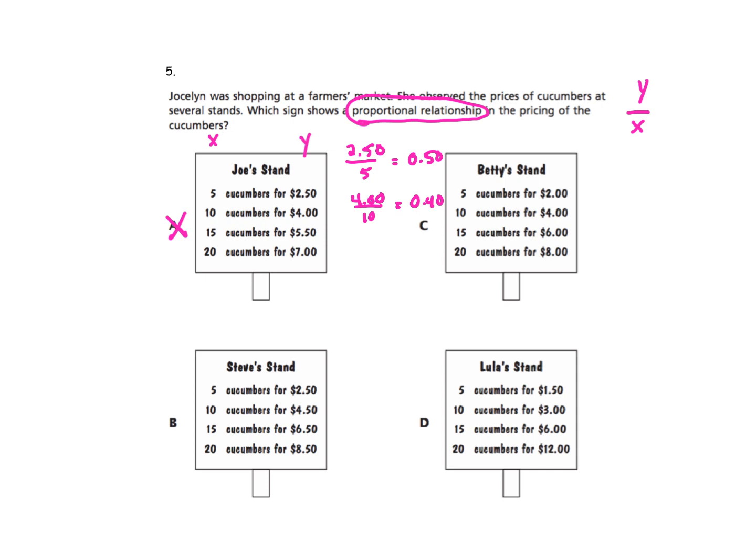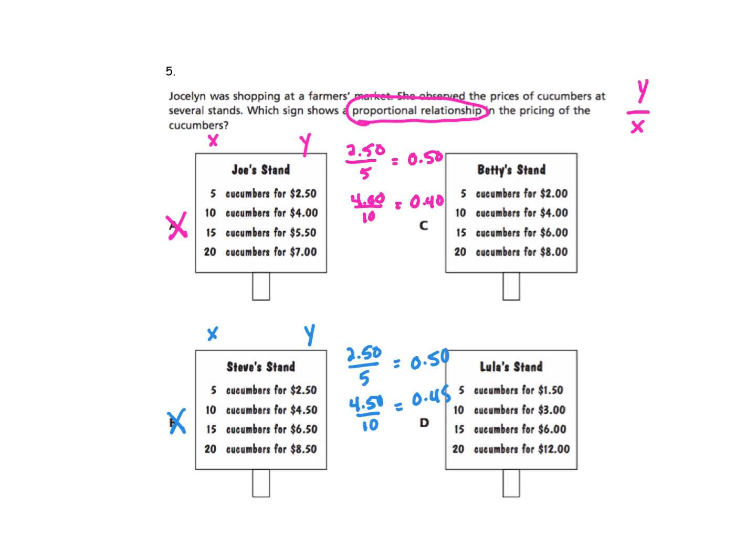So now let's go on to stand B, and we're going to take the y value of $2.50 and divide it by the x value of 5 cucumbers. And again, we're going to get 50 cents per cucumber, the unit rate. And let's see if it is a constant of proportionality by now taking $4.50 and dividing that by 10. And that's going to be $0.45. So once again, this is not proportional.